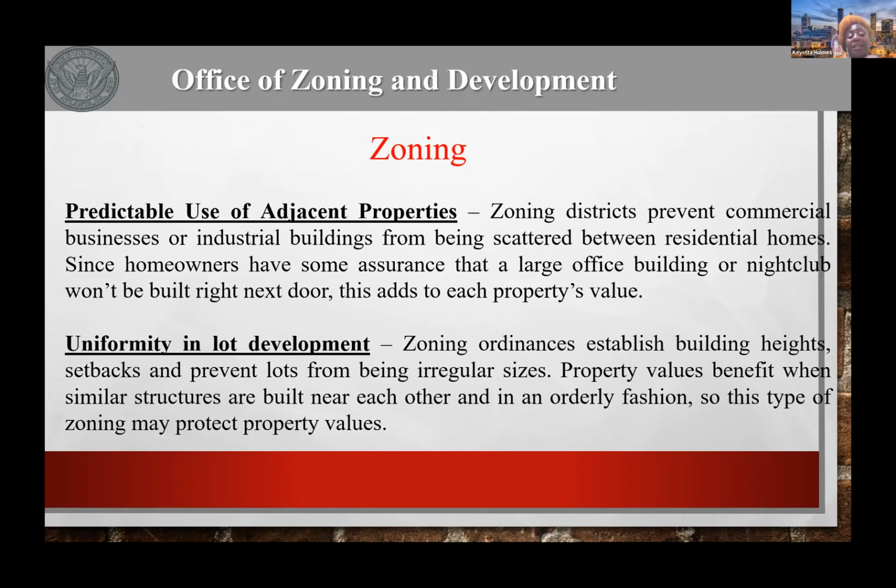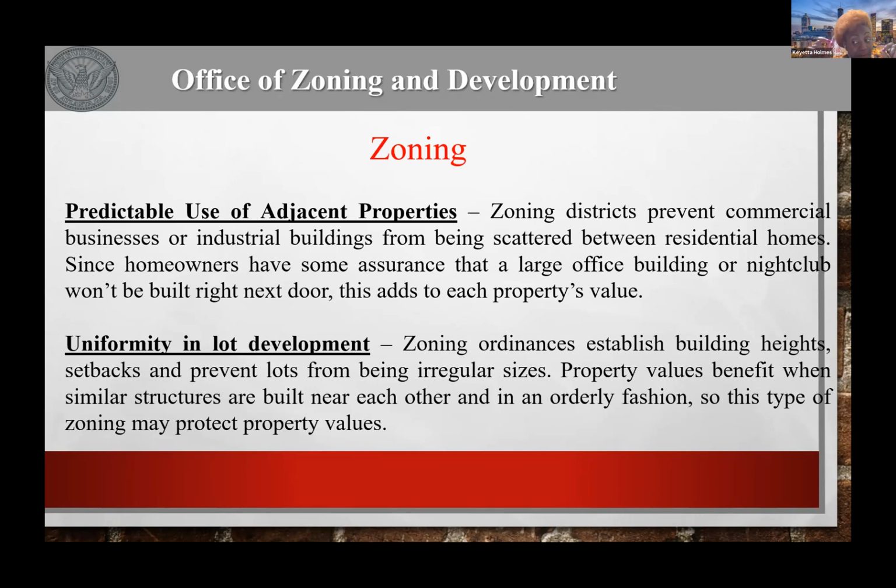Also, zoning is predictable and uniform in its lot development. Zoning ordinances establish building heights. Residential properties are 35 feet in height. It establishes setbacks. Some setbacks are 30 feet for larger districts, some are 35 for even larger districts, and some are 20 for smaller districts. Some side yard setbacks are 5 and 5, or 15, or 7 feet. All of that is predictable so that irregular lots are not created.